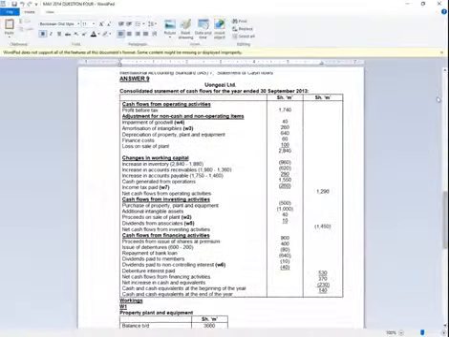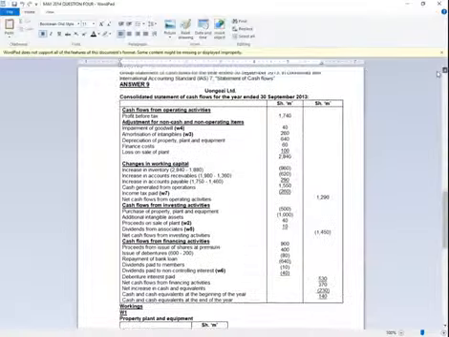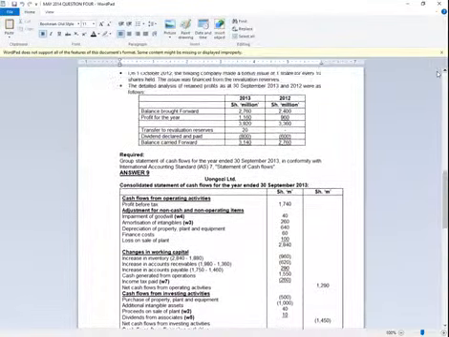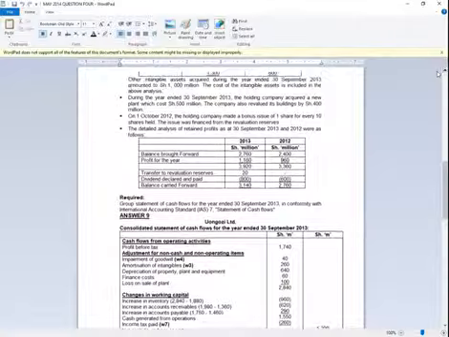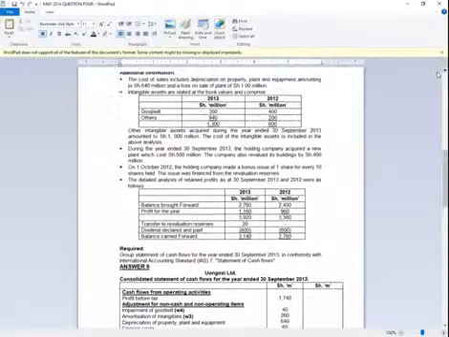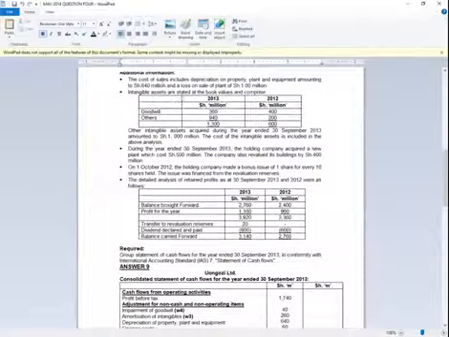What have they told us really here? They have told us something very nice. I love cash flow. An examiner who brings a cash flow question is an examiner who is wishing me success. If you read here, they've told us the cost of sales includes depreciation on property, plant, and equipment amounting to 640 and a loss on sale of plant of 100. First of all, leave that out.